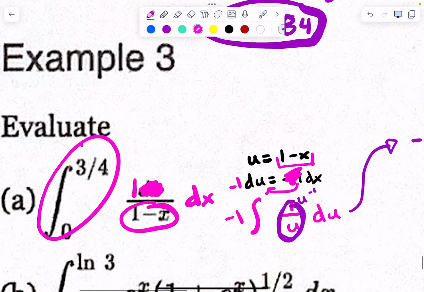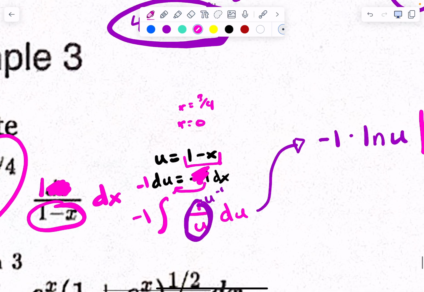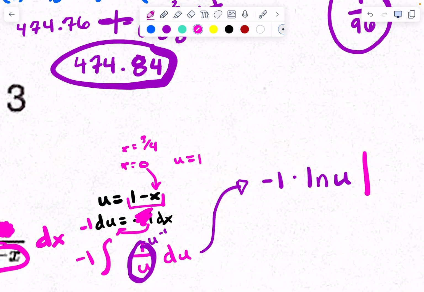Our x values were x equals 0 and x equals 3/4. If I plug 0 in, what does u become? We plug it into the u and x equation. So u equals 1 minus x, right? So if x is 0, u is 1. If x is 3/4, u is 1/4. We're changing the variables. So if x is 0, u is 1, and if x is 3/4, u is 1/4.